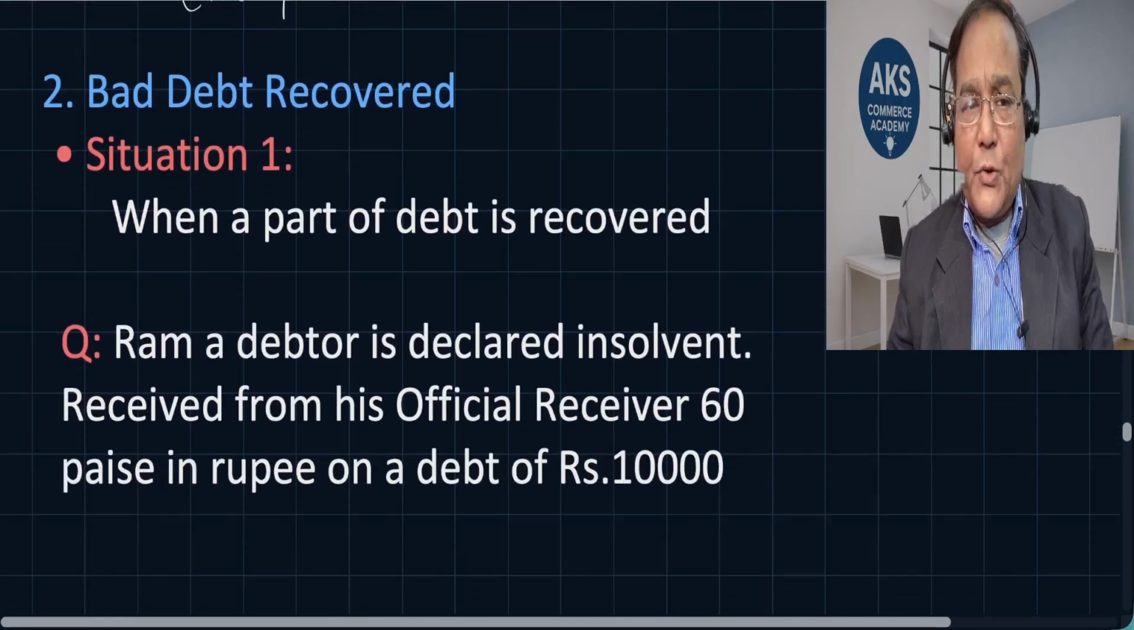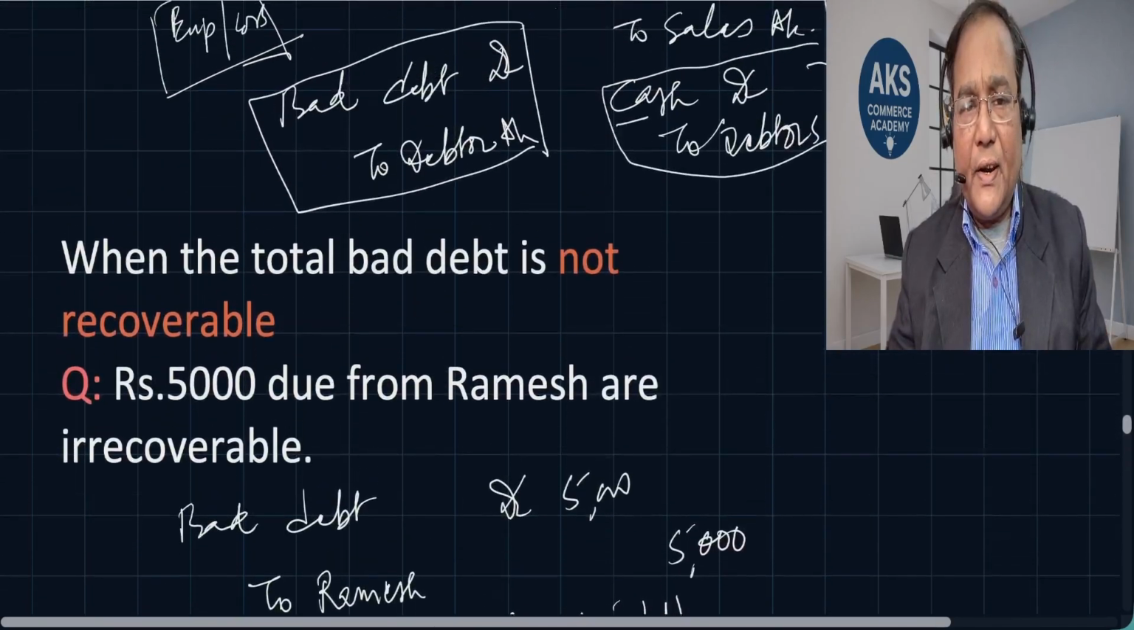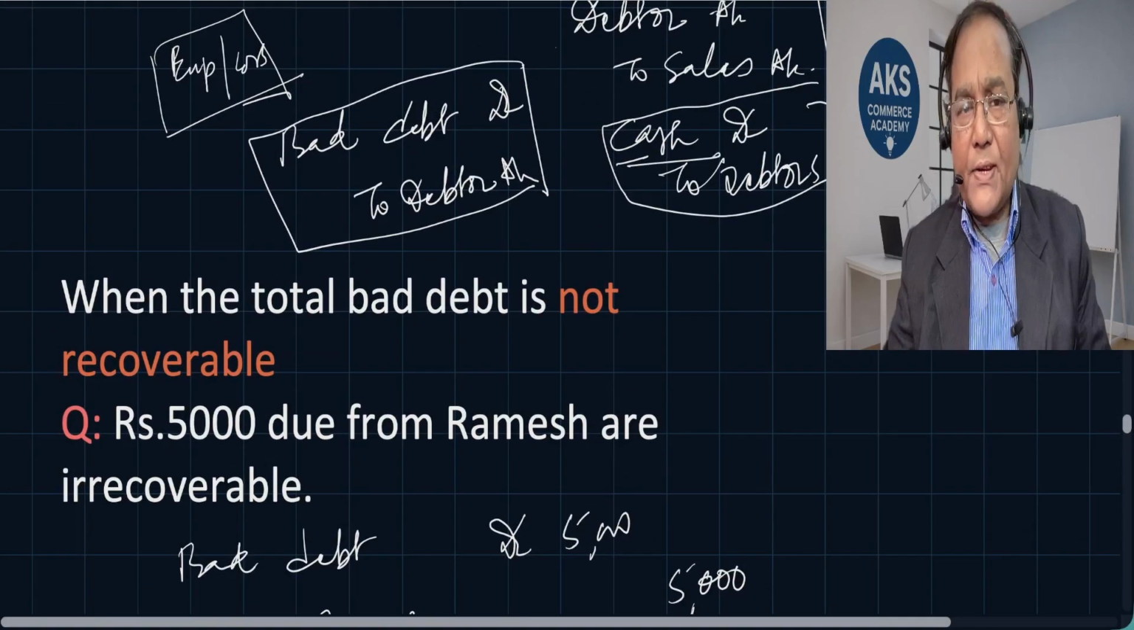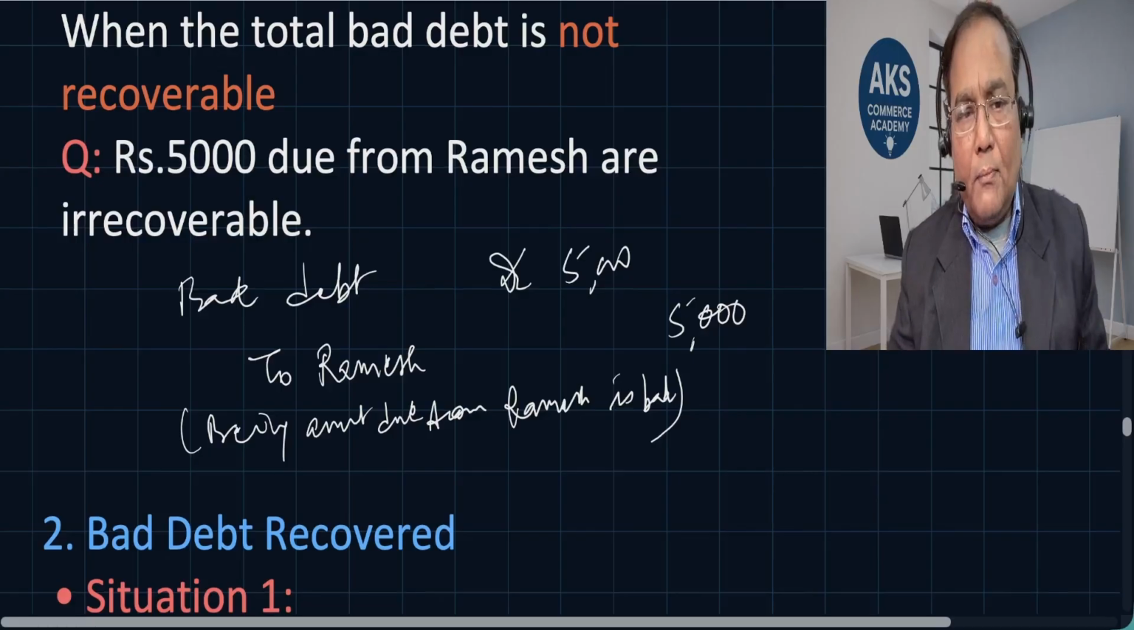I hope this is clear. When we are considering it as bad, instead of cash we are writing bad debt to debtors. By crediting debtors we are closing the account and treating it as bad debt. We have opened one account by the name bad debt, which is to be treated as expense or loss. Now when the total amount from Ramesh is not recoverable, we have treated it as bad debt debit to Ramesh. So this is clear.